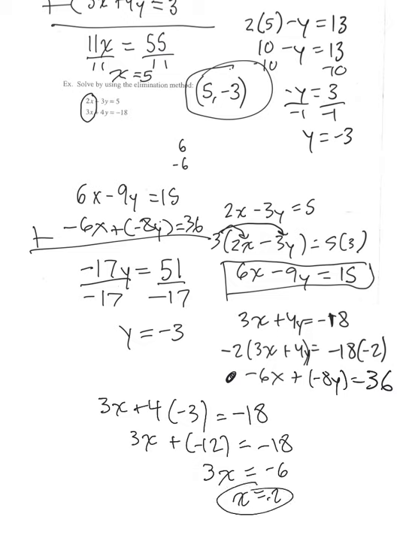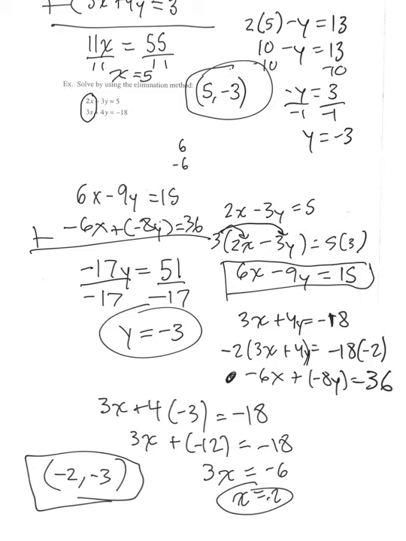So in the end, we've got our x, we've got our y, so our solution here should be negative 2, negative 3, like so. Okay, one more. Let's see if we can figure this one out. All right, this time I'm going to eliminate the y's just to switch things up a little bit.